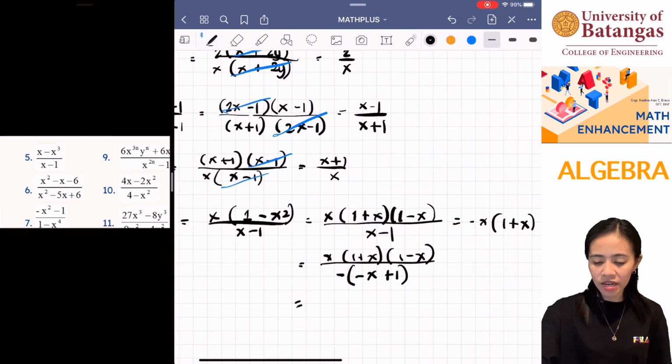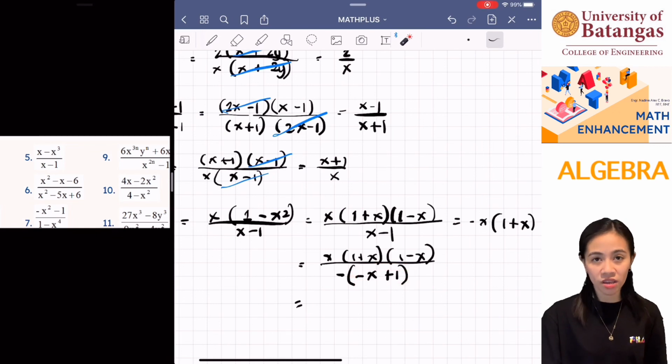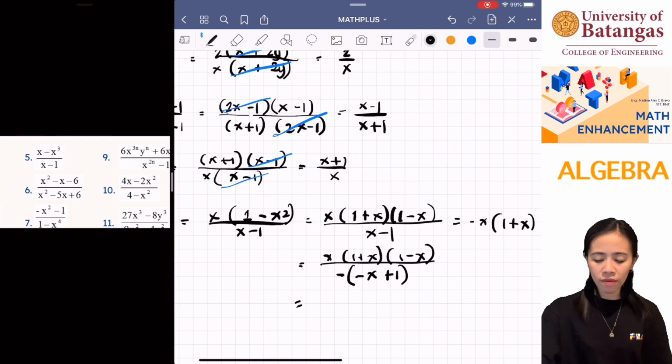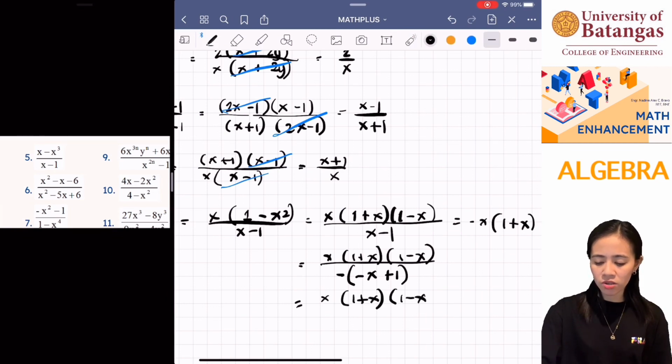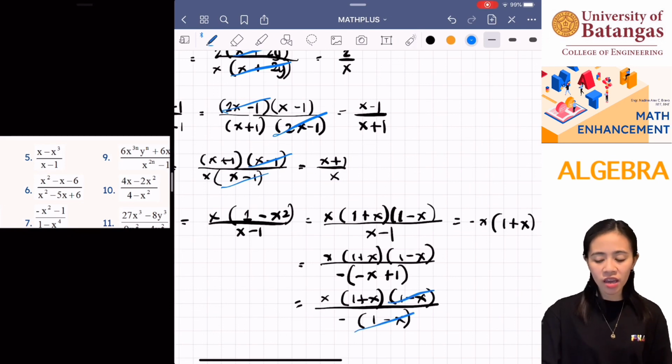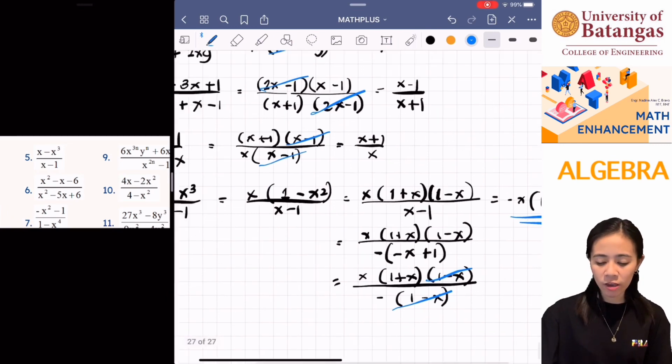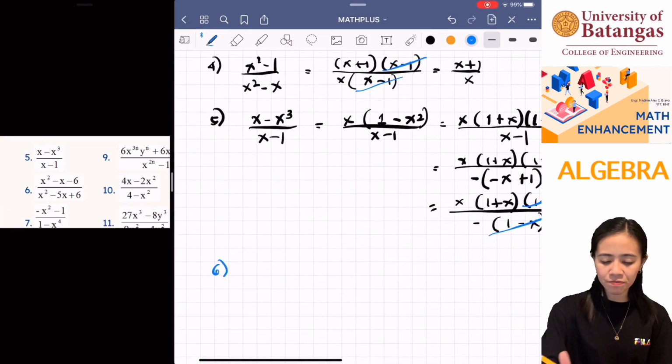In that case, kagaya ng ginawa natin kanina, I'll just rearrange this para mauna yung positive term. So, that will lead me to x multiplied by 1 plus x times 1 minus x all over the negative of 1 minus x. So, that leads me to cancellation of 1 minus x. And you will have here, x times 1 plus x divided by negative 1. Or simply, the negative of x times 1 plus x. So, ito yung sagot natin. Okay? Let's proceed to number 6.